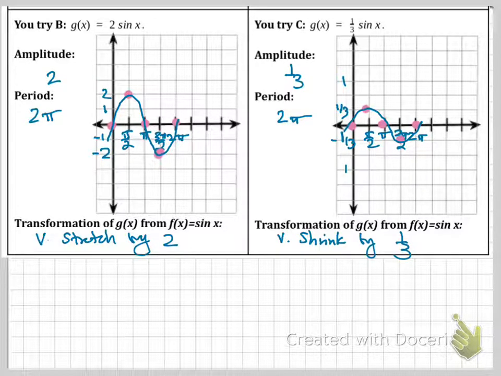Here are the graphs for B and C. Again, these are the bare minimum points you need to label. I don't want to just see the curve drawn on there without the labeling of the period. So you must label the periods. You must label the amplitude so I can see it very, very clearly.